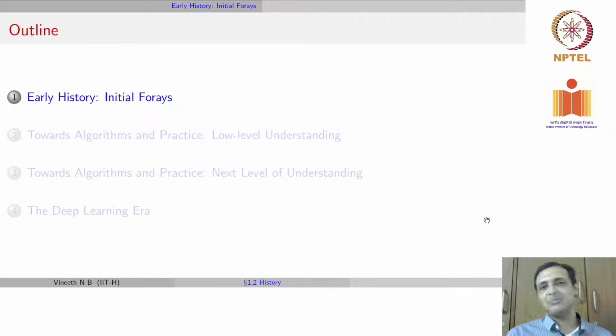So this lecture is structured into four parts. We'll briefly describe very initial forays in the field in the 50s, 60s, and 70s. Then we'll talk about efforts that contributed to low-level understanding of images in the 80s largely. Then we'll go on to high-level understanding that the community took up in the 90s and 2000s. And of course, we'll then cover a brief history of deep learning in the last decade or so.